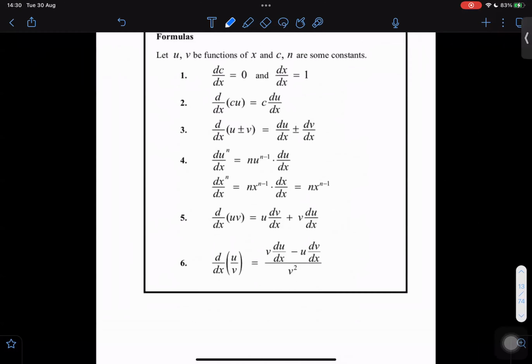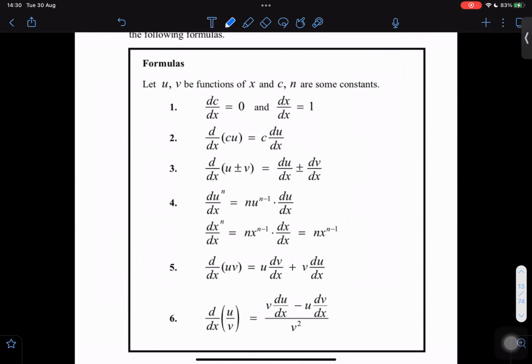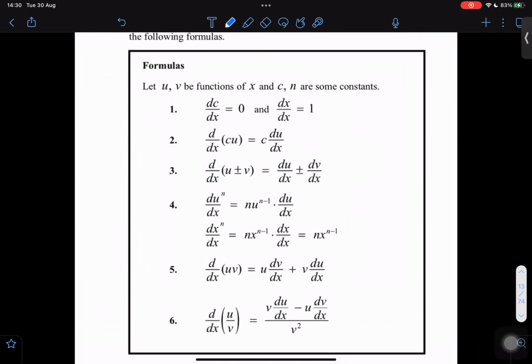Okay, there are many formulas, right? This is just the first 6 formulas that you need to know. And I think if you want to do your exam faster, if you can remember these 6 formulas, then it's going to be much easier and much faster for you to do your exam.